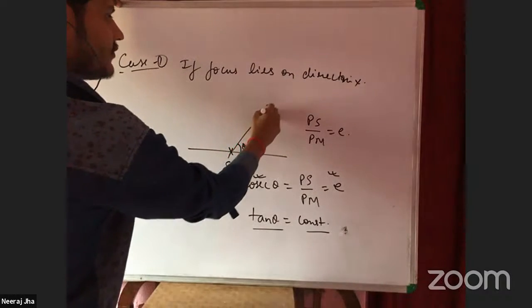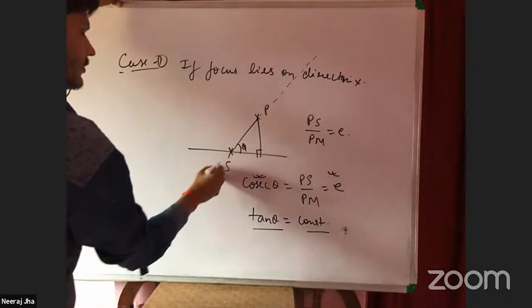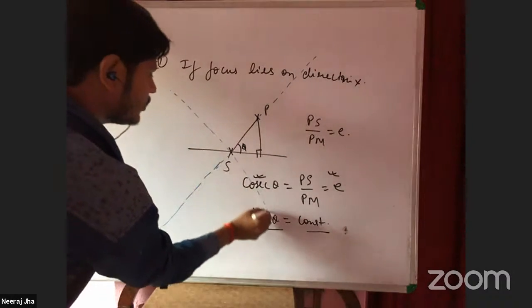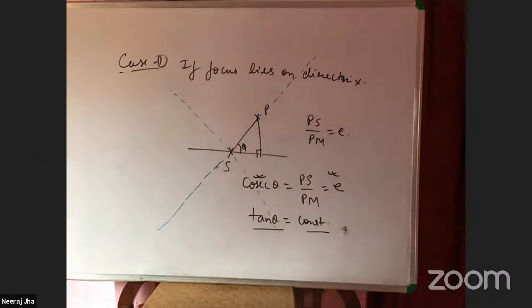That will be a straight line, if you can see. This is a straight line, and it can go like this also. So this will be a pair of straight lines. So what is the condition for this locus to be a pair of straight lines? That is, the focus should lie on the directrix.